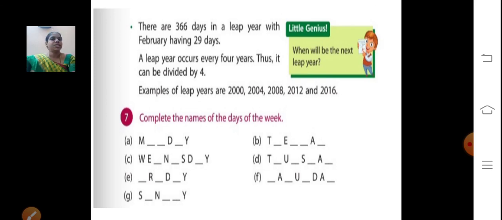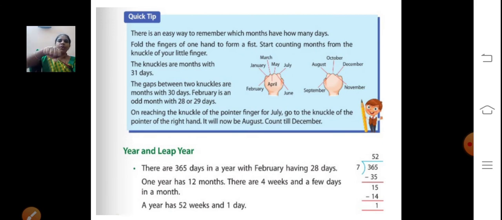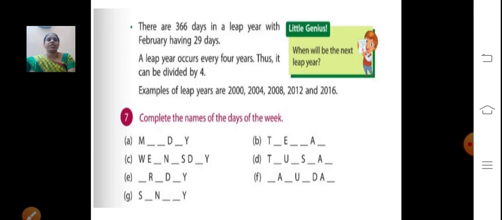Okay children, in a year we have how many days? 365 days. If it is a leap year, we have 366. Then what else did we see? You know how to see which month has how many days, that we know, right? Next class we'll do the remaining sums. So just practice the days of the week.